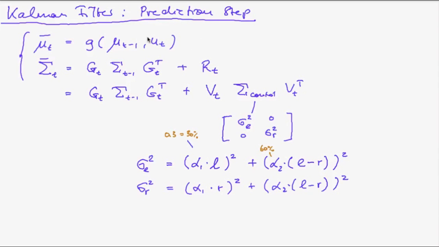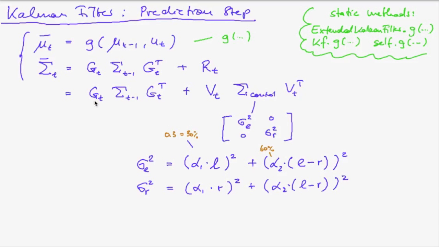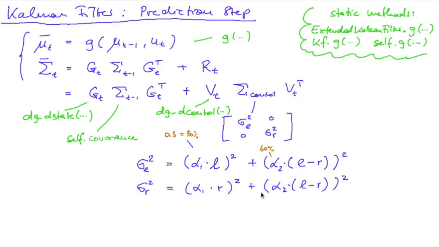Now, when you implement this, the g is the function g in our extended Kalman filter class. Remember, for static methods, you can either call ExtendedKalmanFilter.g, meaning you take the class name and not the variable name of an instance, or you can take a variable name such as kf or self.g. Now we also need G, but G is the function dg_dstate. Now this variance, that is self.covariance. Now the V is dg_dcontrol, and alpha 1 and alpha 2 are called self.control_motion_factor and self.control_turn_factor.